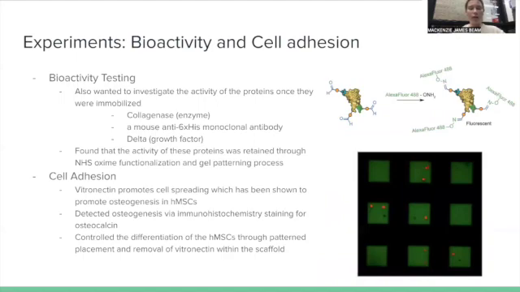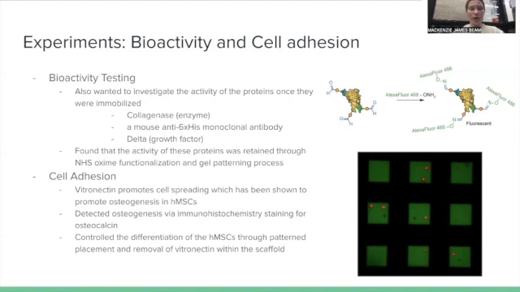They then wanted to figure out if, even though they could control the attachment of the proteins using this approach, it at all impairs the functionality of the proteins once they're attached. So they tested the bioactivity of 3 different proteins. One was the collagenase enzyme, another was an antibody, and the third was a growth factor. They found that the activity of these proteins was not altered after undergoing the NHS oxime molecule functionalization or the gel patterning process.